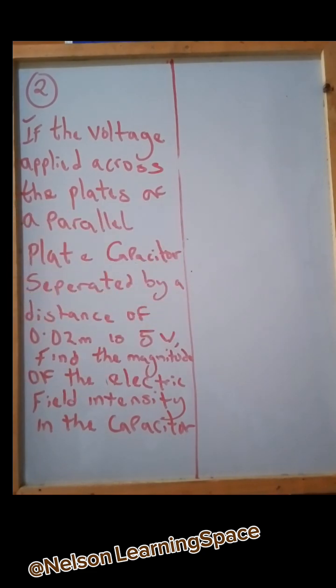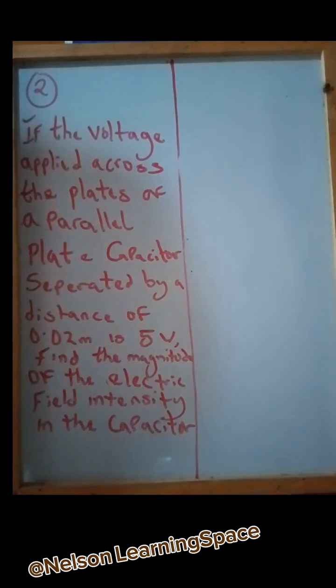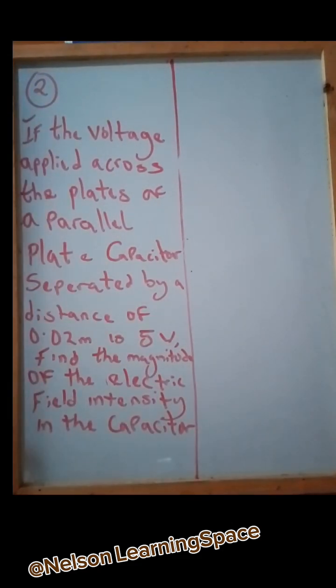So number 2 goes like this. If the voltage applied across the plate of a parallel plate capacitor separated by a distance of 0.02 meter is 5 volts, find the magnitude of the electric field intensity in the capacitor. Ignore the fact that the question appears to be long or whatever. It's simple. So first step, like we always say, is to what? Bring out your given parameters. Most especially for those students who are in exams that involve theory, your workings also give marks. So try to always do that also.